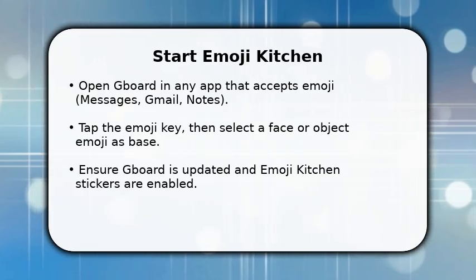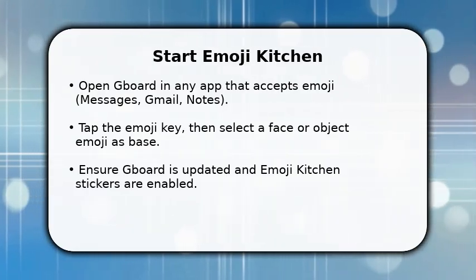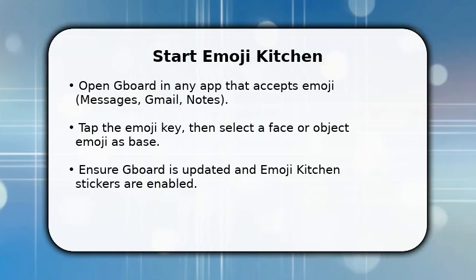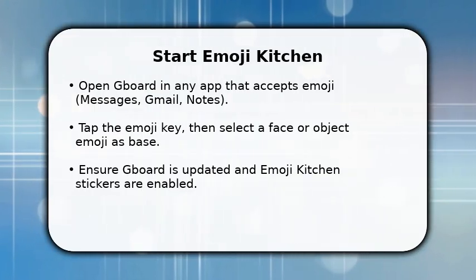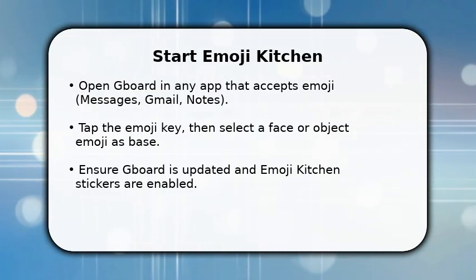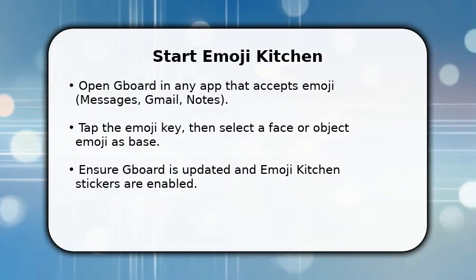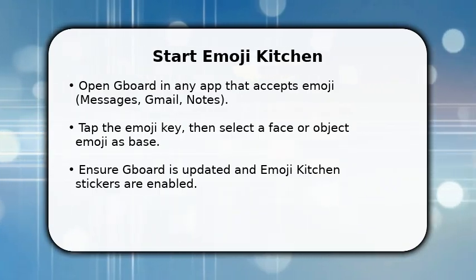Enjoy the video. You begin by opening Gboard in the app where you want stickers. Tap the emoji key and choose a base emoji. Faces work best. Once selected, hold and watch for suggested mashups above the keyboard. Those are emoji kitchen combinations.